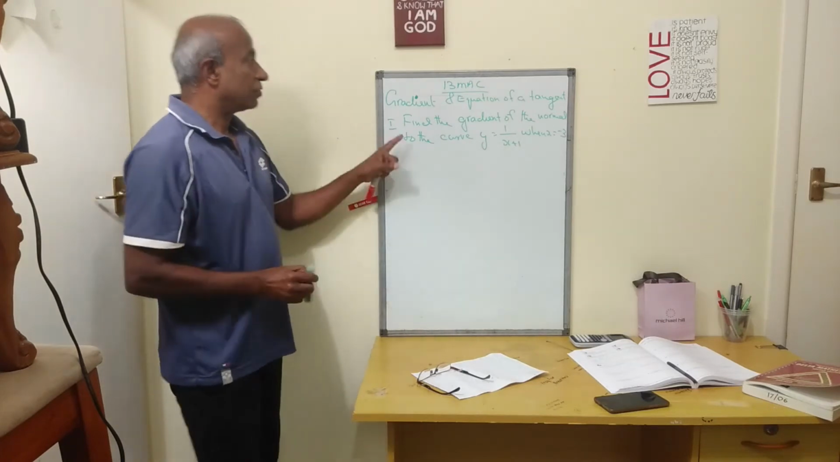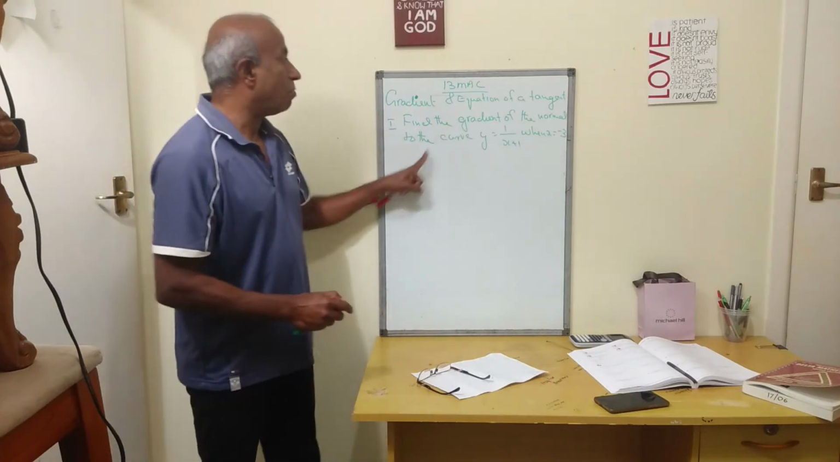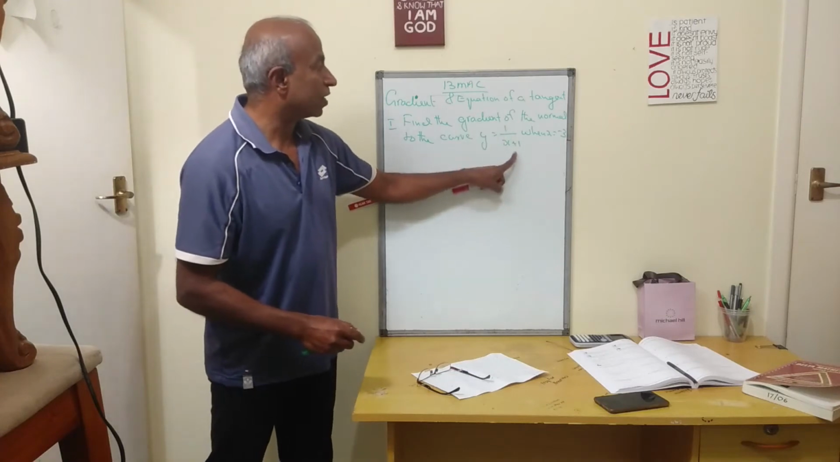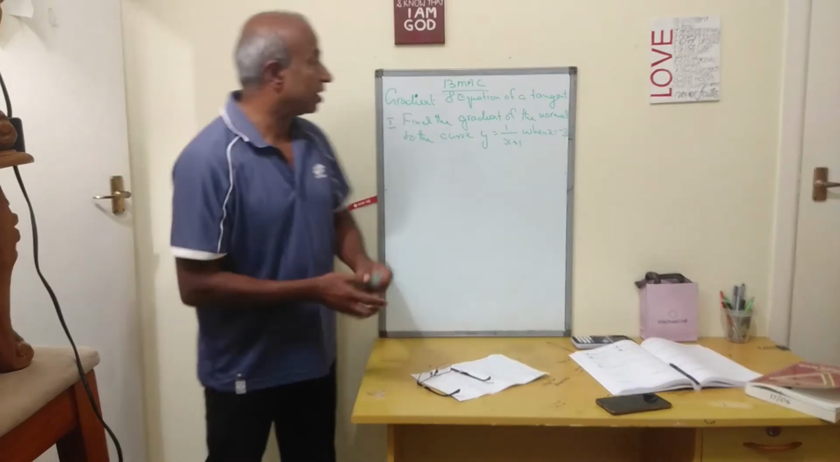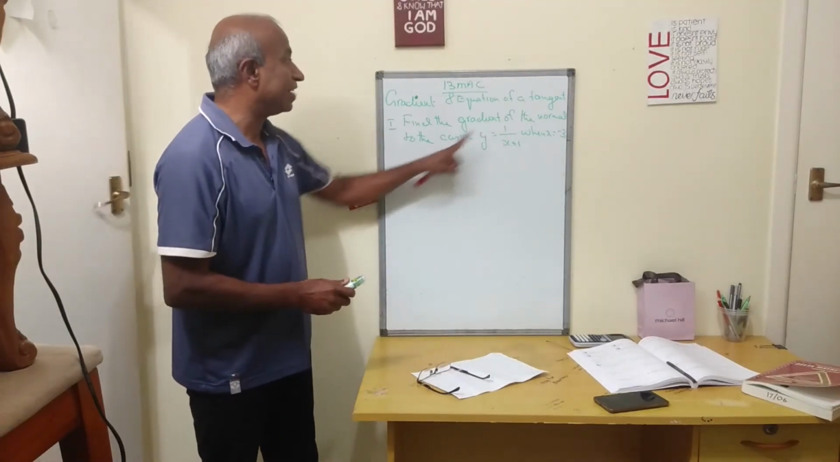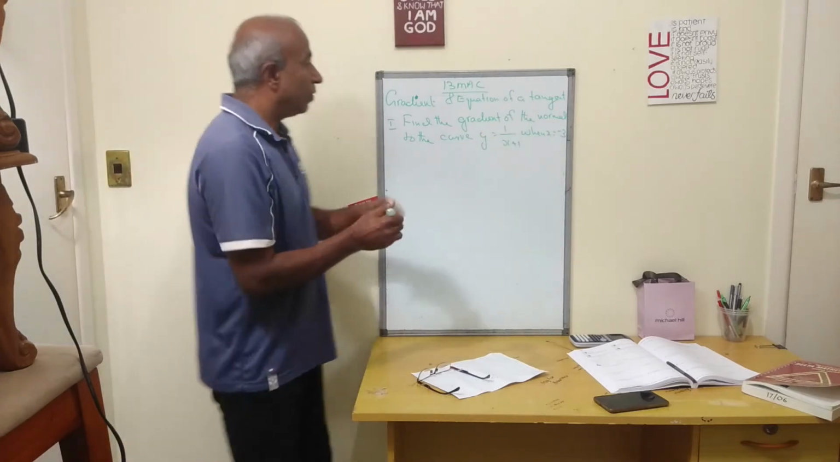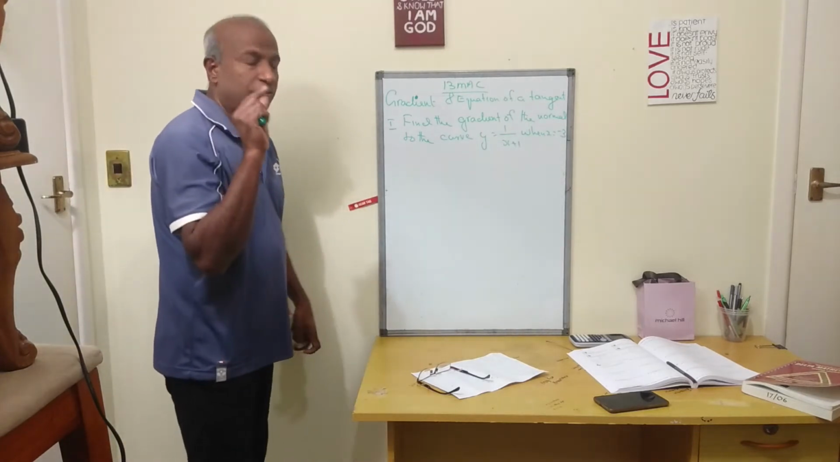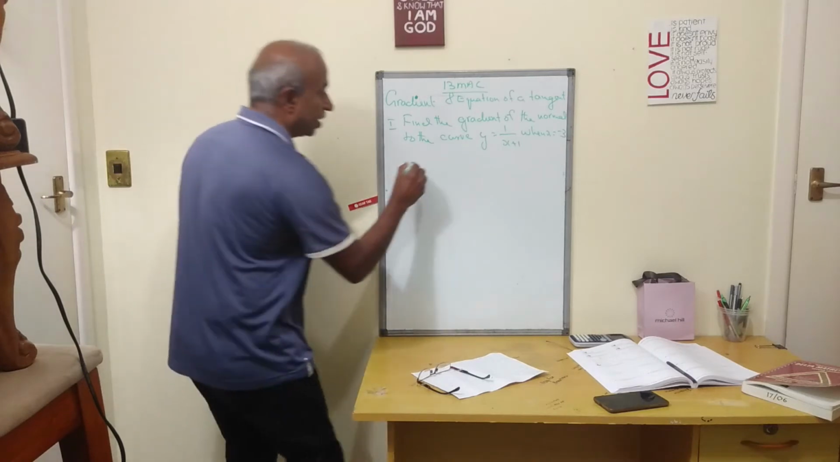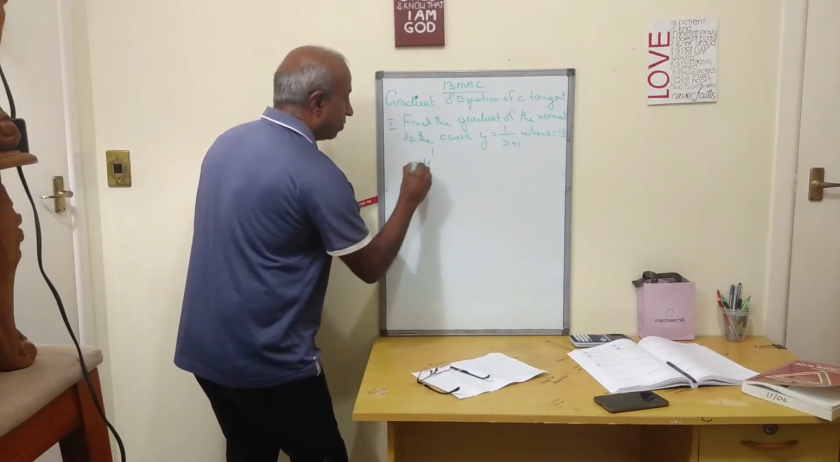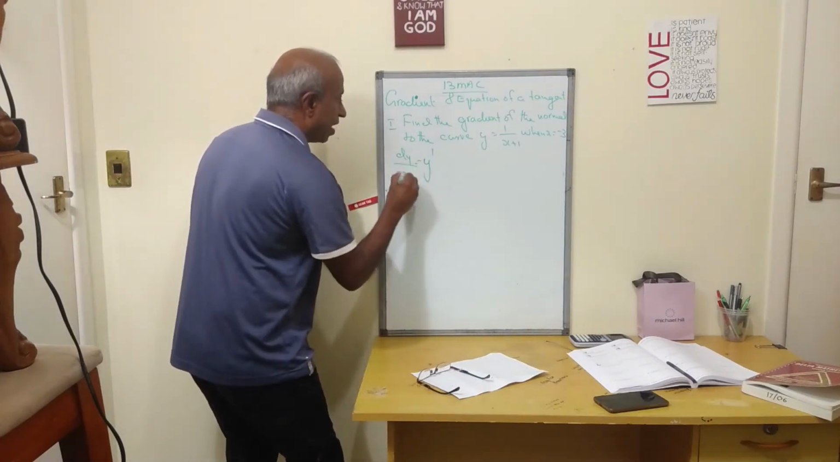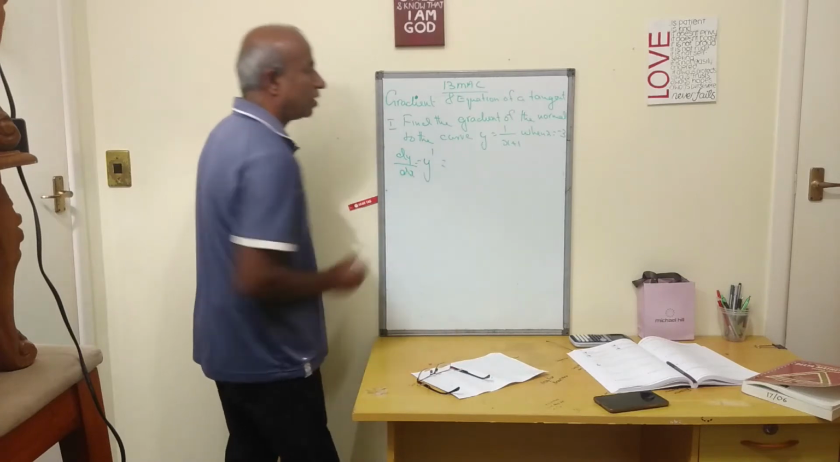Okay, first question, find the gradient of the normal to the curve y is equal to 1 over x plus 1 when x is equal to -3. Remember, we are going to find the gradient of the normal. Alright, to find the gradient, we are going to differentiate it. So we get y dash, or we write it as dy over dx, that is equals.